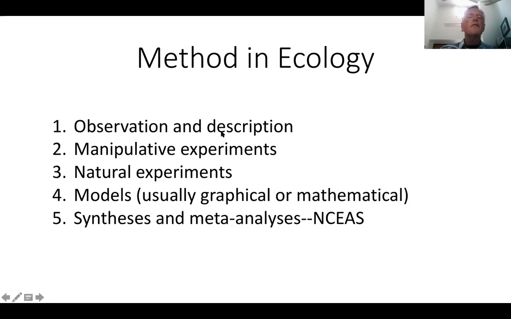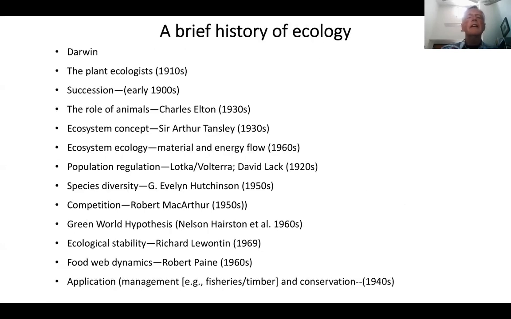So these are the 5 ways that ecologists generally make inferences about nature. That's all I'm going to say about method in ecology. Now I'm going to move to a brief history of ecology. And by brief, I mean very brief, all right? This is a topology of sorts of how ecology has happened over the years, when it began, and what the major developments have been through the course of that history. And let me just run through it.